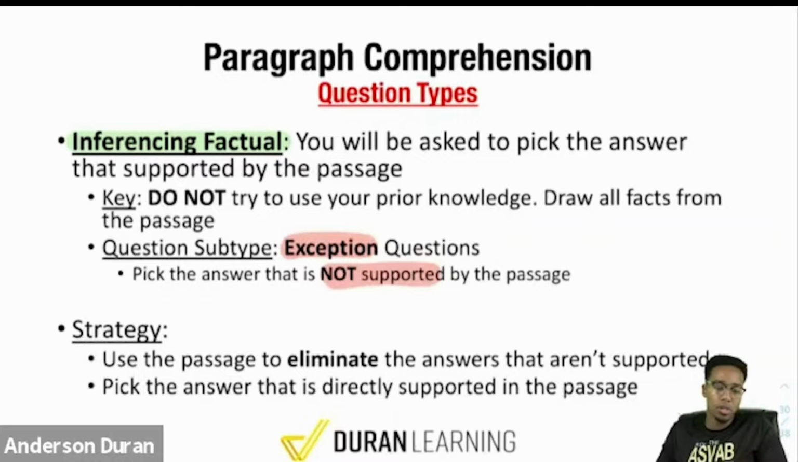Now, the strategy here is, well, use the passage to eliminate the answers that aren't supported, right over here. Use the passage to eliminate those answers, and then pick the answer that's directly supported in the passage. I can guarantee you with every inferencing factual question, the correct answer is supported or not supported.